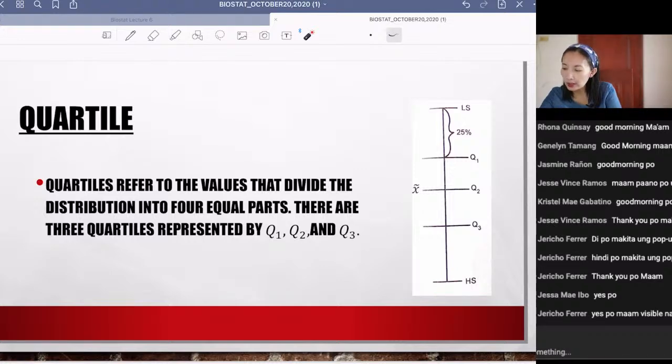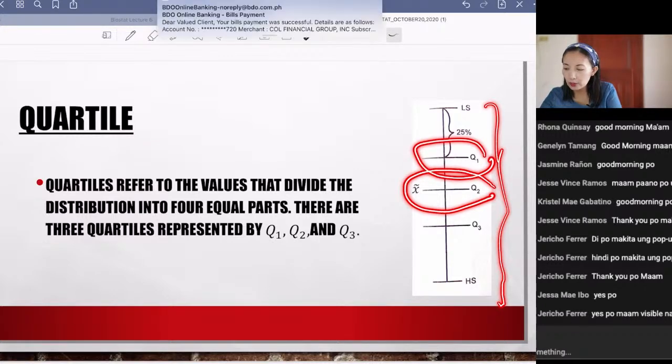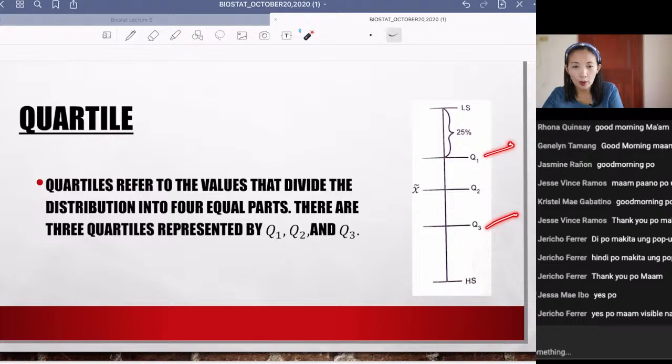So if this is your distribution, at the middle will be Q2, which is your median. And then we have a lower quartile and an upper quartile. Lower quartile is Q1 and upper quartile is Q3. Okay, so this is your Q3, this is your Q1, and these are required in our formula for interquartile deviation. Q2 is in fact the median. How do we find quartile 3 and quartile 1?